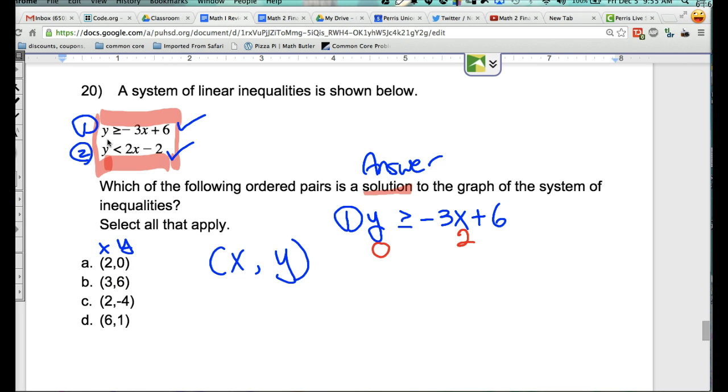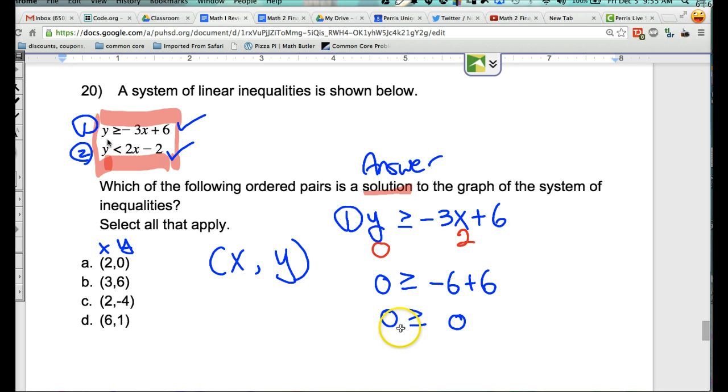Okay? And so now let's go ahead and rewrite the equation with the numbers on top, right? So y is 0. So 0 is equal to or greater than negative 3 times 2. This is not negative 32, you know that, right? So negative 3 times 2 is negative 6 plus 6. So what's negative 6 plus 6? Well, that happens to be a 0.